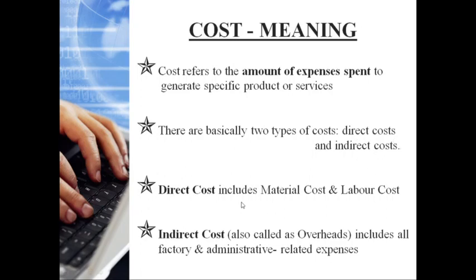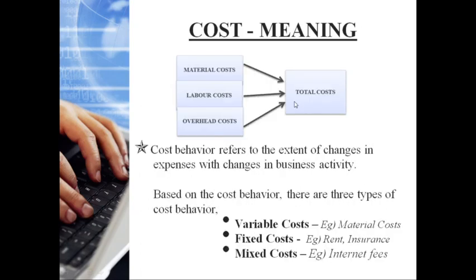Direct cost includes the raw material cost and the labor cost. And indirect cost is also called overheads. It includes all the factory expenses, administrative expenses, and office expenses incurred by the organization. So this is the meaning of the word cost. So cost is nothing but any expense that is incurred by an organization during a given period of time for production of a particular good or service.